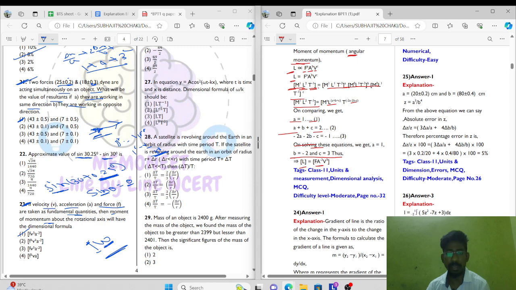F is MLT minus 2, and a is not L square, a is acceleration, that will become LT minus 2, and the dimension of velocity is equal to LT minus 1. So put all the values and just compare both sides. a equals 1, a plus b plus c equals 2, minus 2a minus 2b minus c equals minus 1. So solving all the equations, you will get a equals this, b equals this, c equals this, and put the value in this number 1 equation, and you get this.